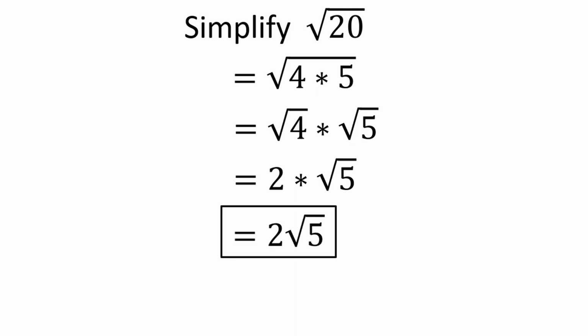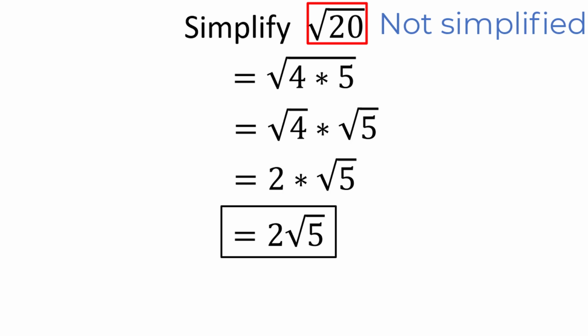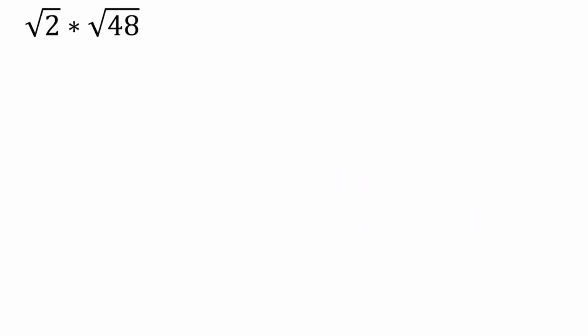This is the process you should use whenever you have a square root in your final answer of any problem. The square root of 20 is not considered to be in simplified form, but 2 square root 5 is. Let's try another one. We have the square root of 2 times the square root of 48.